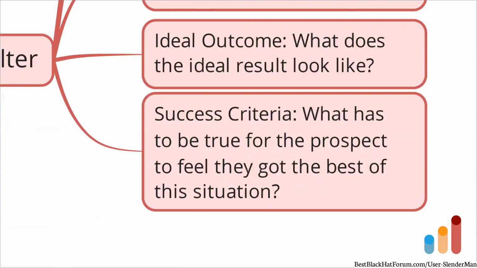What are the success criteria? What has to be true for your prospect to feel that they got the best of the situation, that they got the best response to the urgent problem that they were facing, that they were able to take advantage of the new 10x opportunity in the best possible way, that they responded and were prepared for the prediction in the best possible way? How do they know that?